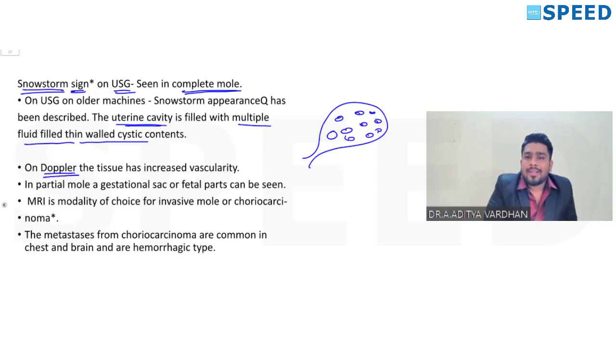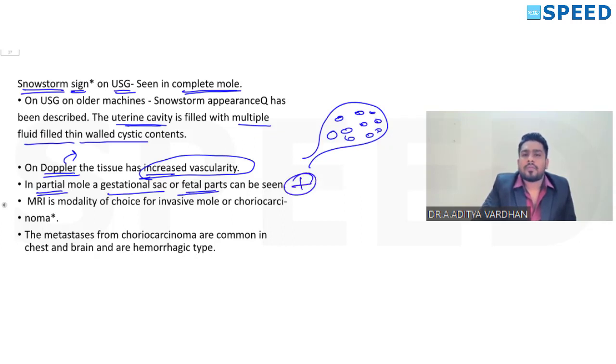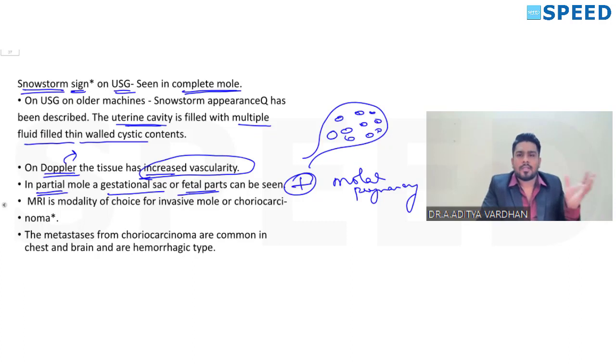When I perform a Doppler, why Doppler, friends? Because to look at the vascularity, the tissue has increased vascularity, which points towards molar pregnancy. In a partial mole, a gestational sac or fetal parts can be seen along with the molar pregnancy. That is partial. These one-liners have all been asked in the past, hence I have added them here.